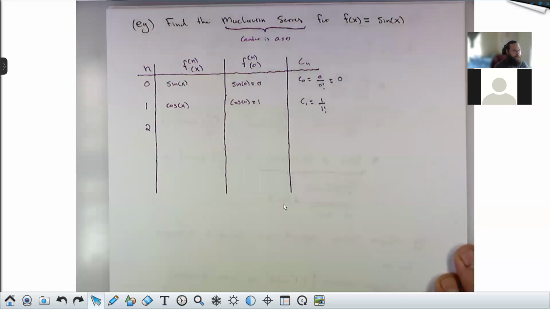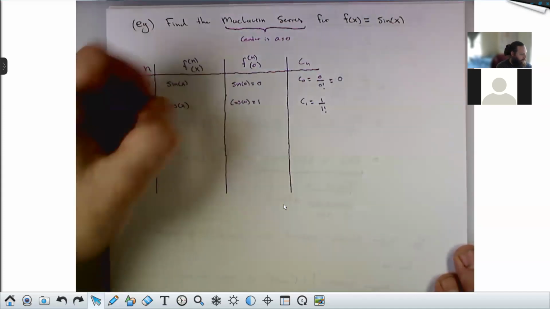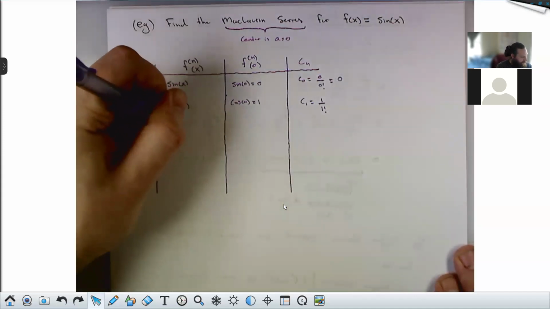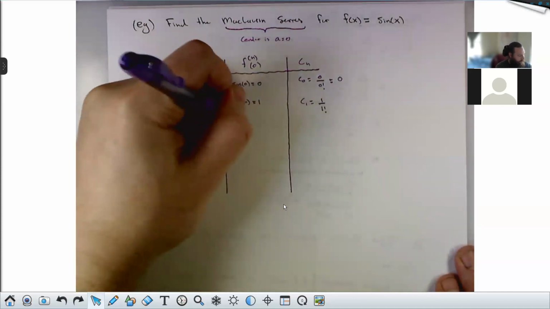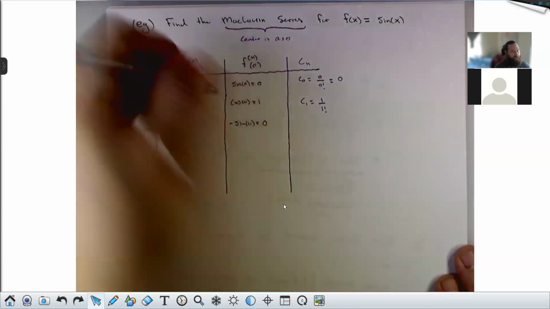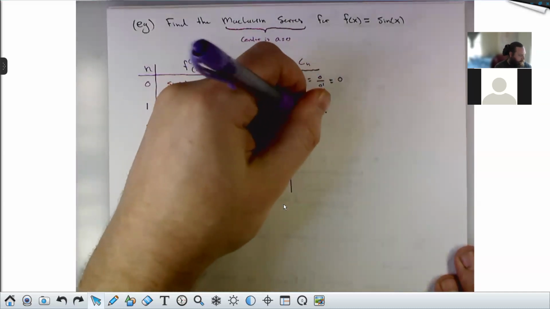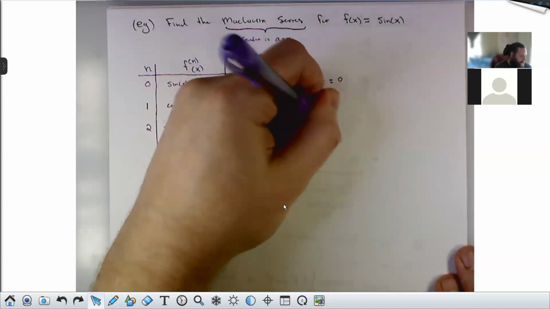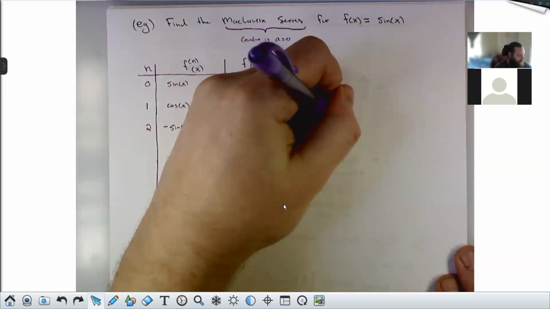Coming down one row to n equals 2 now. If I take the second derivative of sine, or differentiate cosine, I get negative sine x. Evaluating that at 0, I get negative sine of 0, which is negative 0, which is still 0. So C2 is that divided by 2 factorial, 0 divided by 2 factorial. And 0 divided by anything is 0.